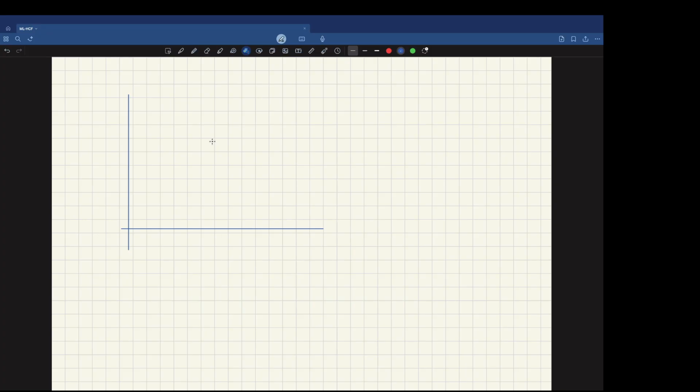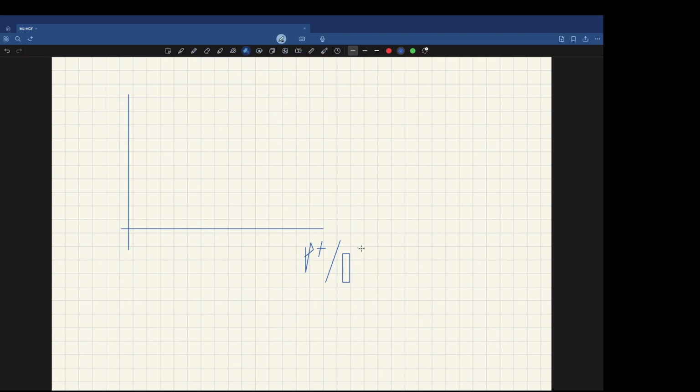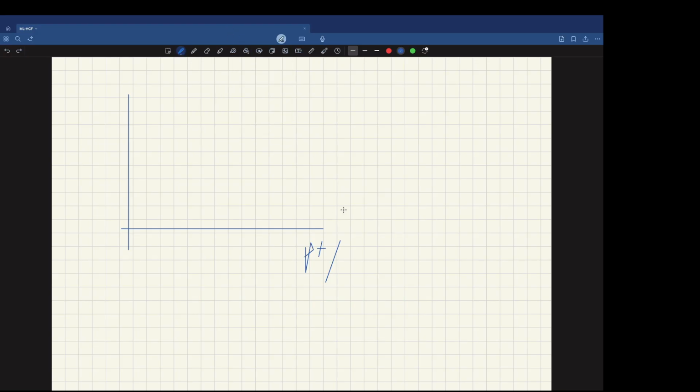Over here, what is the concept? We will mark a point. Here I'll put P positive and P negative in this way, and here we will put H of S.